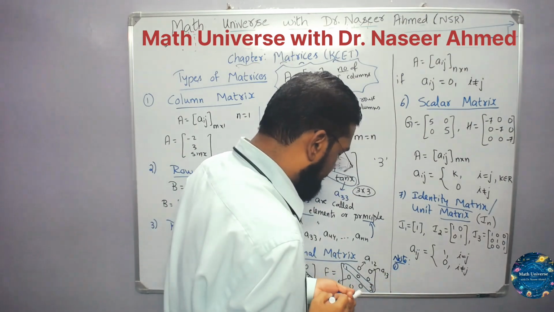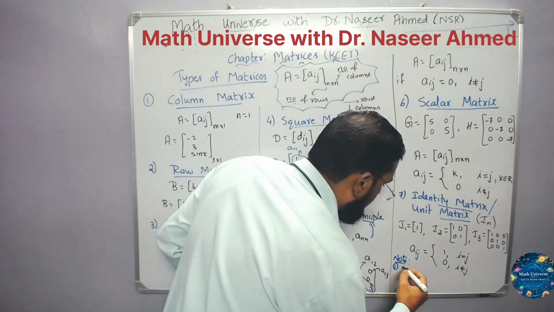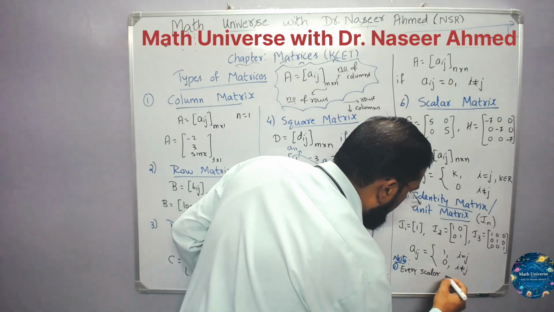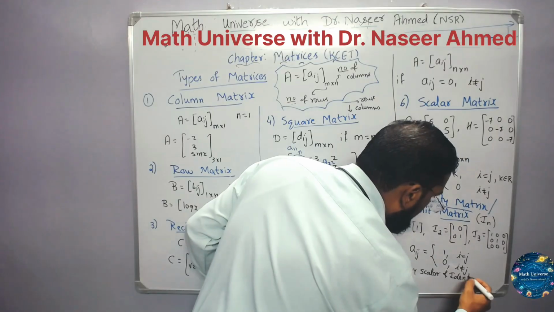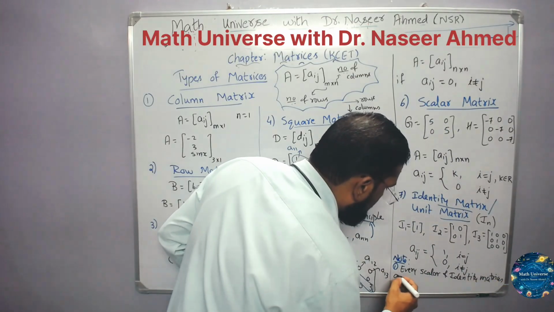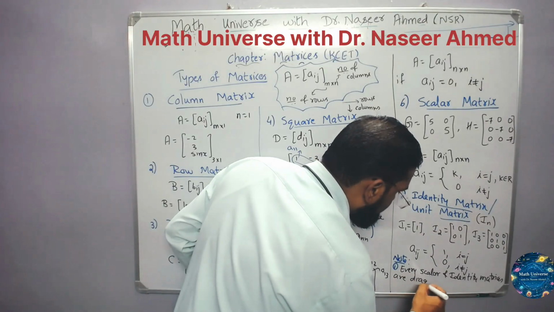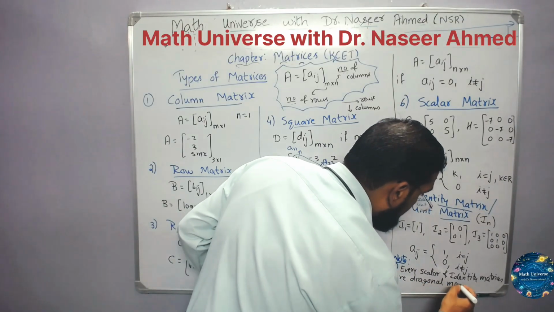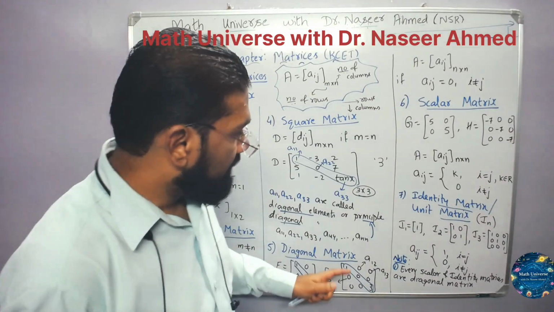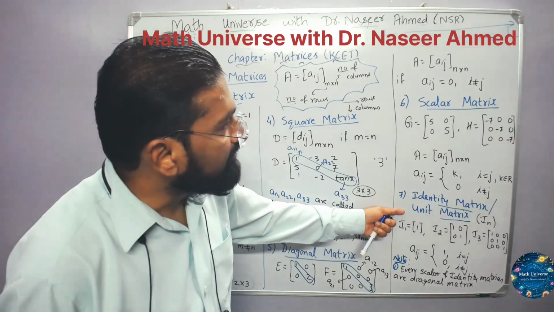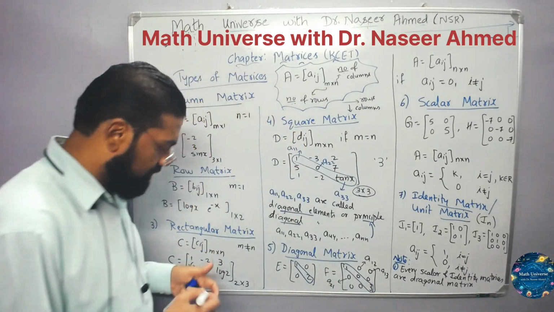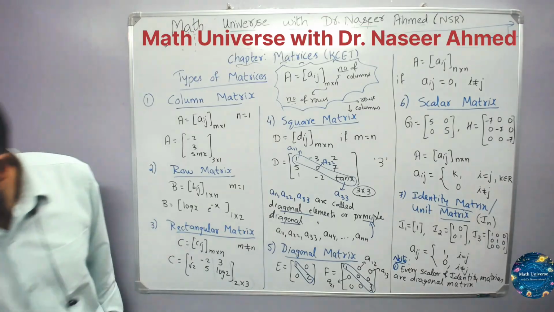Note number 1, every scalar and identity matrices are diagonal matrix. This type of note you have to make a note. Okay, fine. Whereas every identity matrix is a scalar matrix. Every identity matrix is a scalar. Just make a note here. Kindly make a note of this.